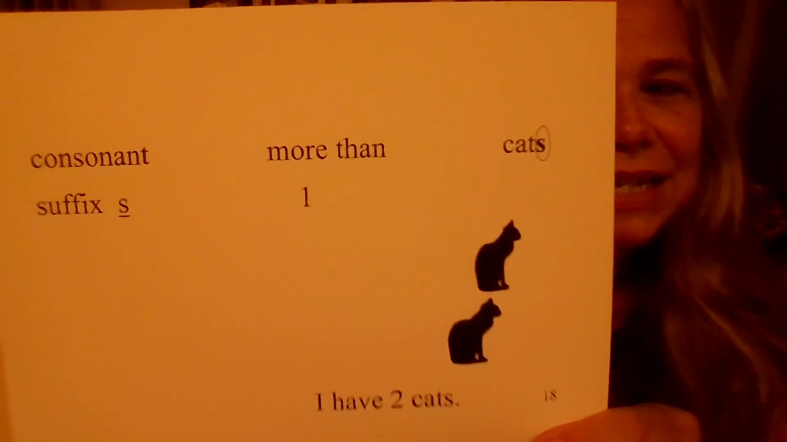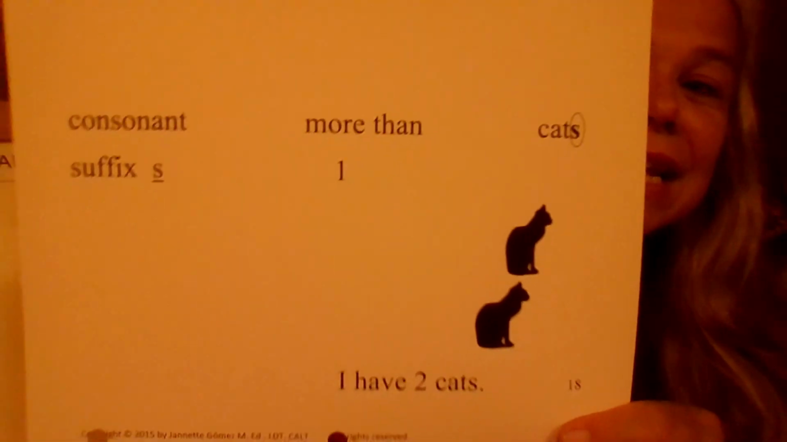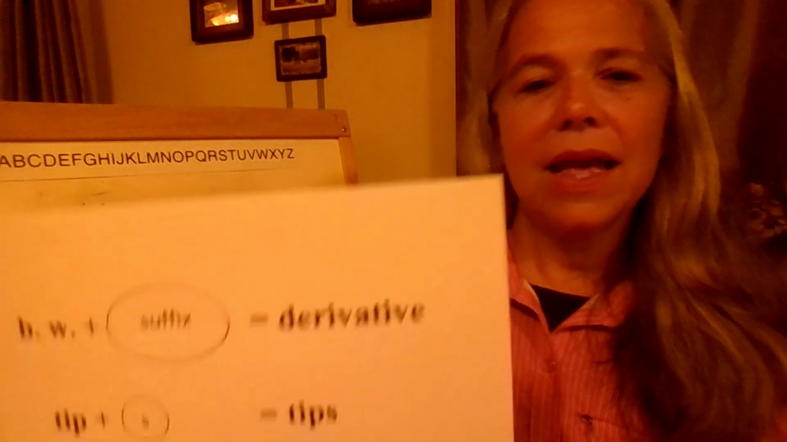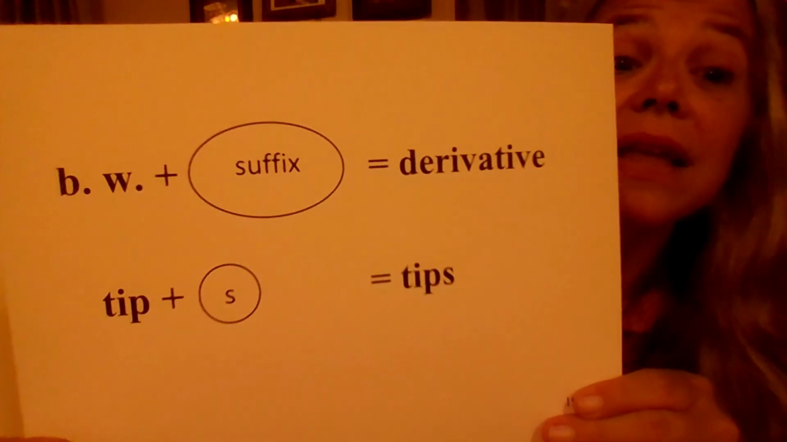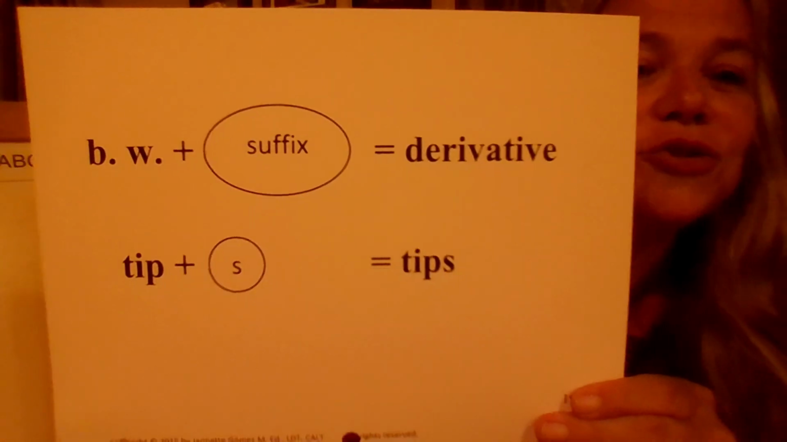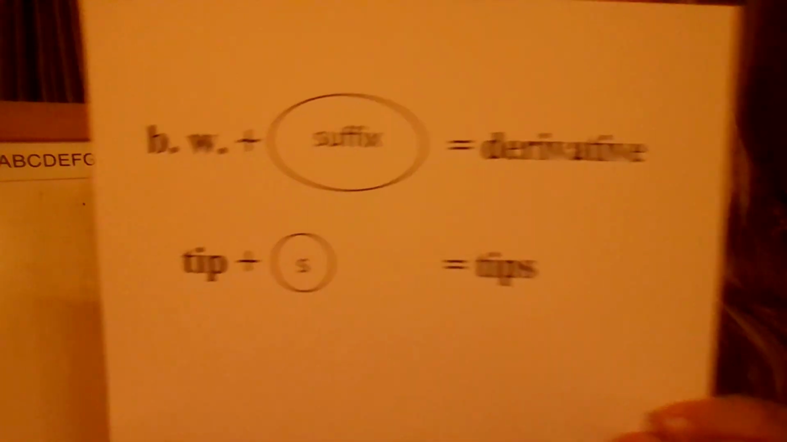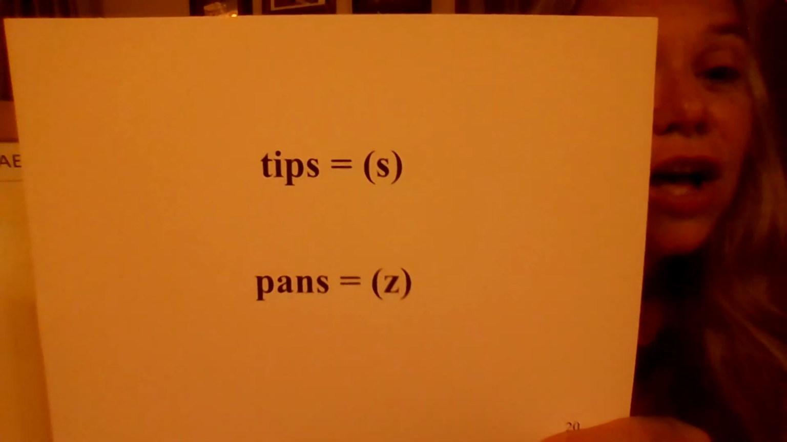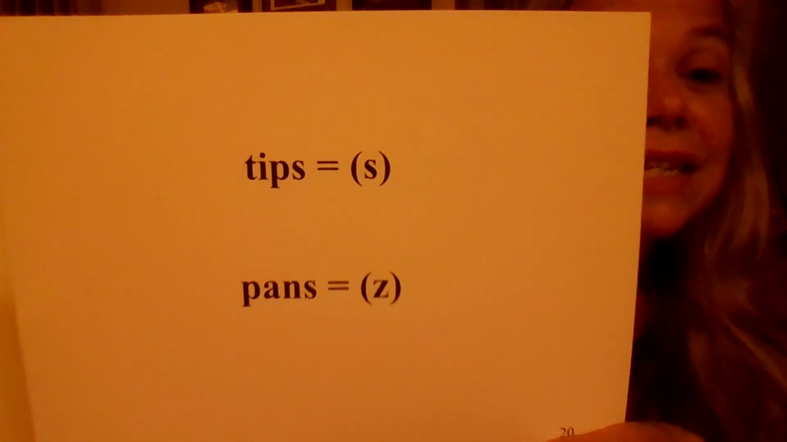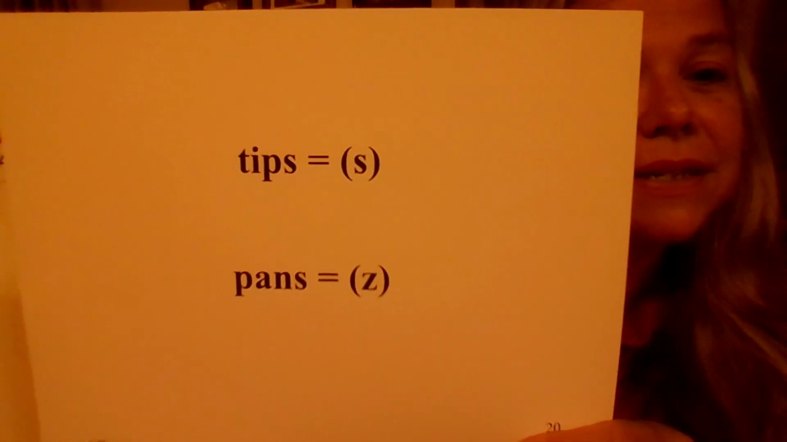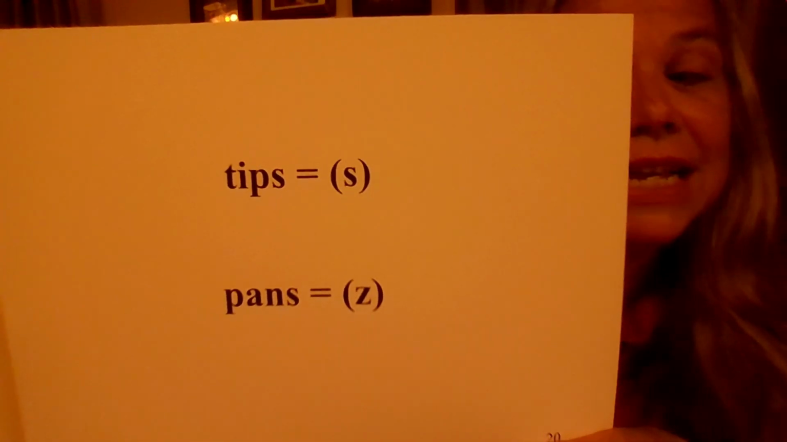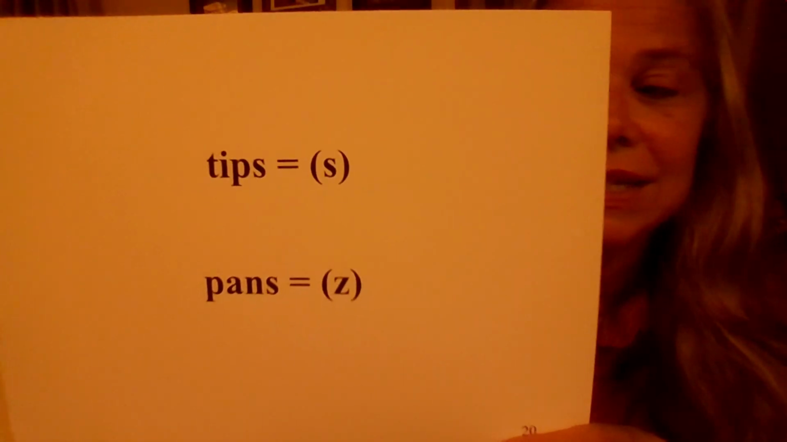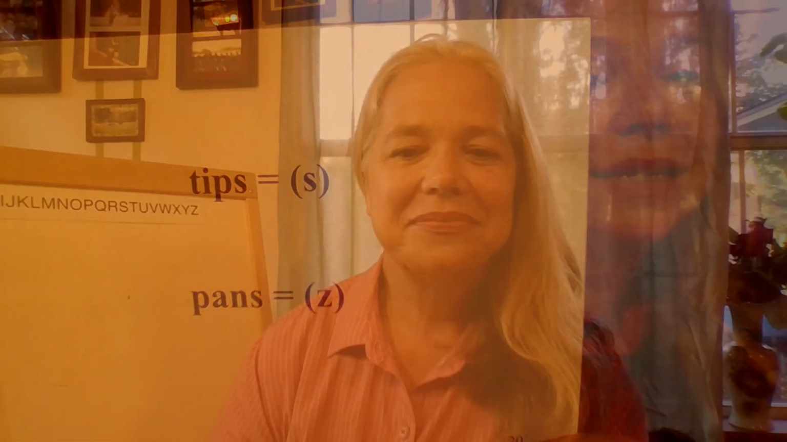Consonant suffix s means more than one, as in cats. I have 2 cats. A base word plus a suffix is called a derivative. If suffix s follows an unvoiced consonant, the s is unvoiced, as in tips. If suffix s follows a voiced consonant, the s is voiced, as in pans.